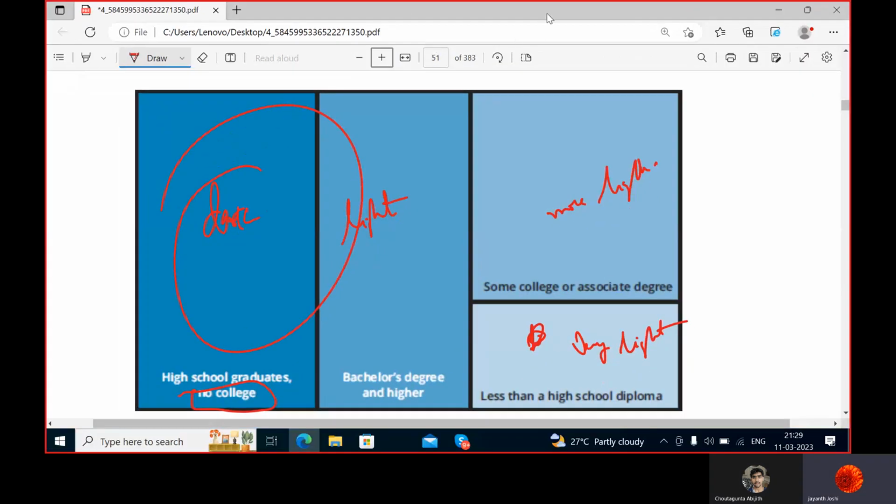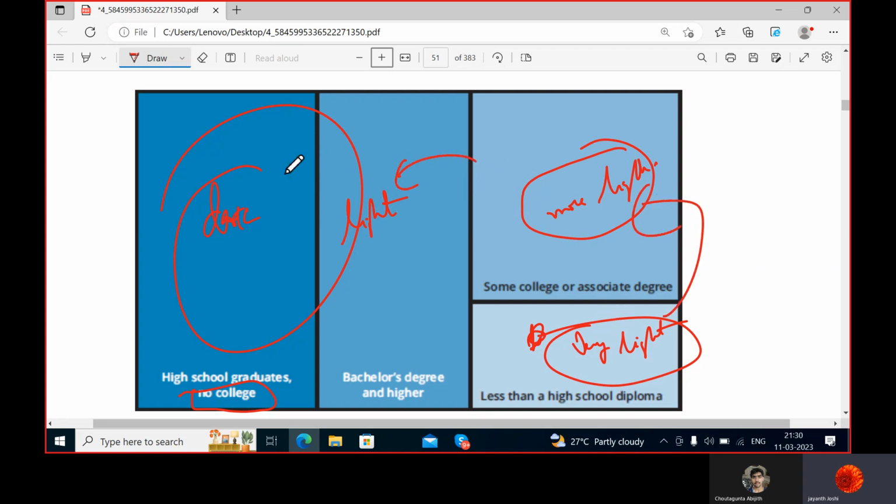We see bachelor's degree and higher, with somewhat lesser area. This one is broader, the width is more. This one, the width is less, correct? And here they have combined some college or associate degree, less than a high school diploma. So very few people here, somewhat more than this, somewhat more than this, and this is the highest, correct?